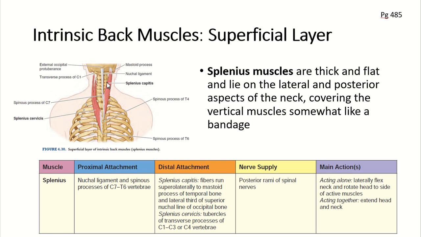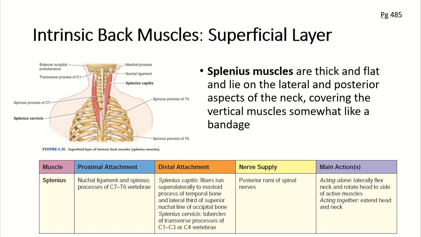You can see here that they start at the nuchal ligament and on the spinous processes of C7 through the T6 vertebrae, and for their distal attachment, they run superolaterally to the mastoid process of the temporal bone, as well as the lateral third of the superior nuchal line of the occipital bone. And if you think about where this is located on the posterior part here, when they act alone, i.e. just on one side, they serve to laterally flex the neck and rotate the head to the side of the active muscles. And when they act together, they extend the head and the neck.